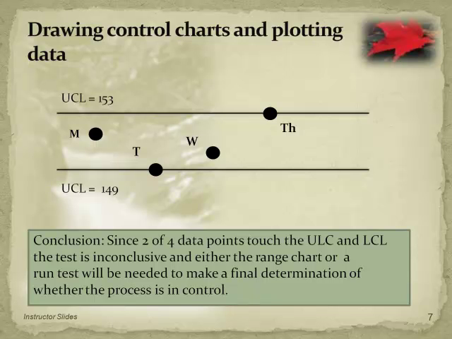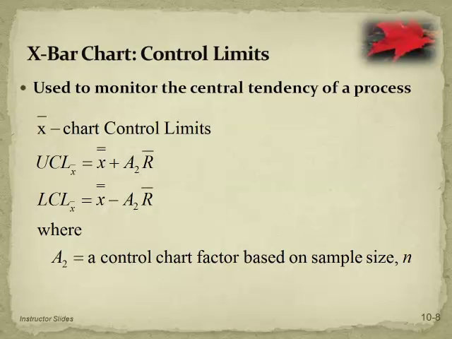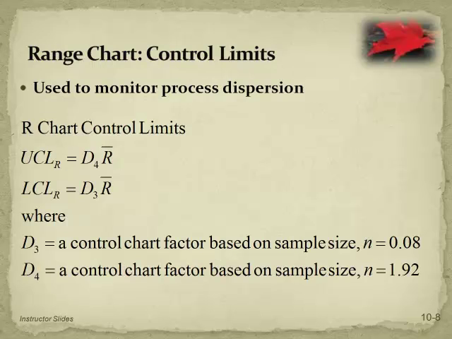I need to do another test, and what I'll do is take a look at a range chart or maybe even do a run test. We'll start with the range chart and see what it shows us. Remember, the range chart is looking at something different than what the X bar chart is. So maybe the range chart can give us a little more information on what's going on with the grilling process. This is the formula for the control limits. This is what we've gone through before.